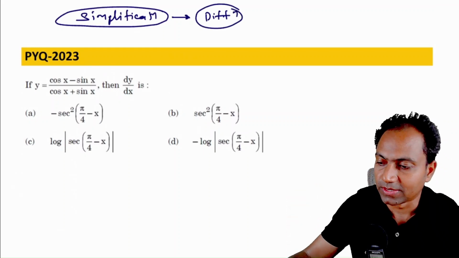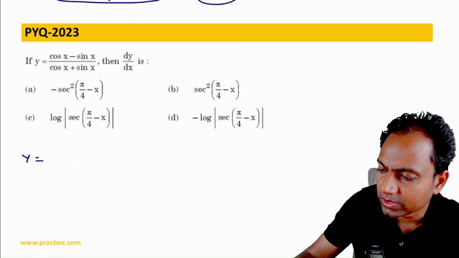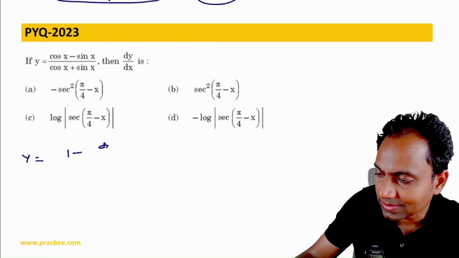So first, let us simplify this. You can see that what we can do here is divide it by cos. So this becomes 1 minus sine x by cos x.